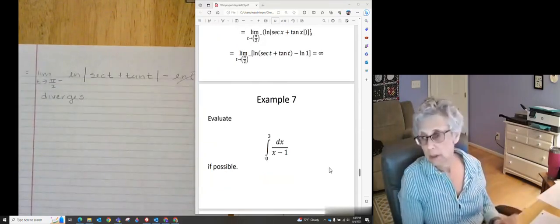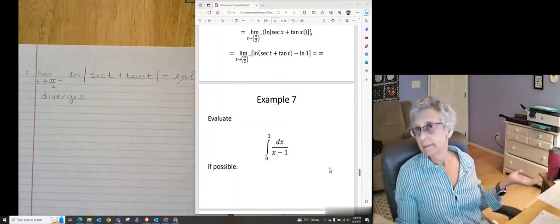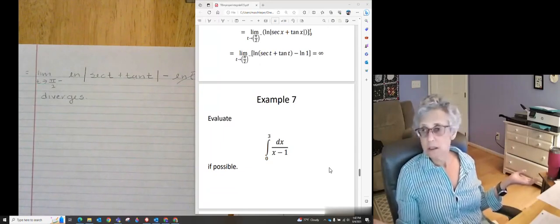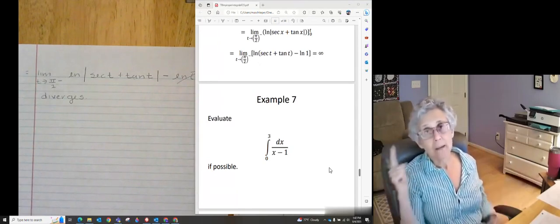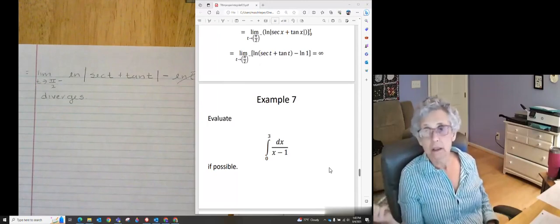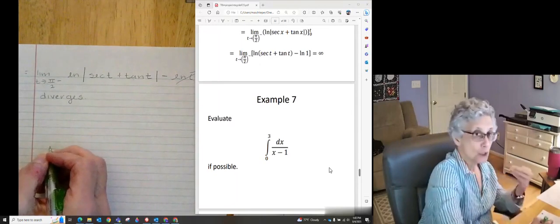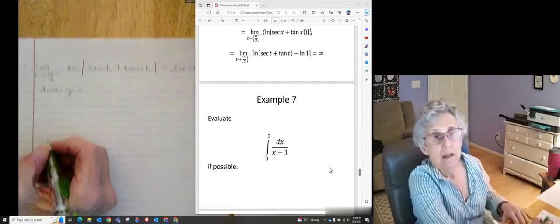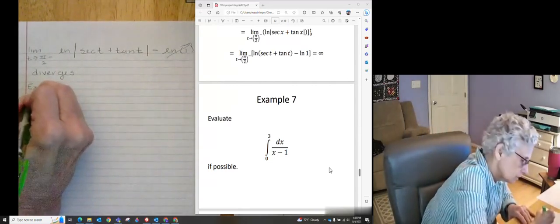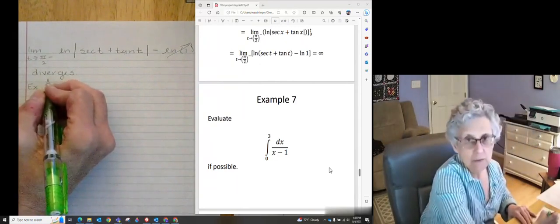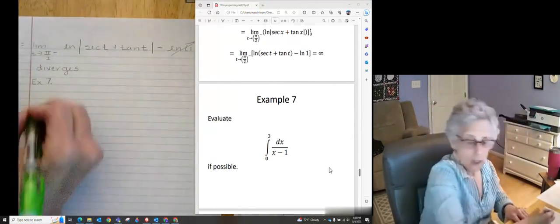Let's look at another one. Now, this one we're going from 0 to 3. And again, it looks like that's not hard. It's just the natural log of x minus 1. Why can't I just do it? Well, you got a bad guy. The bad guy lives there at 1. Now, if it says evaluate if possible or determine if it converges or diverges, that's going to be a hint to you that you have an improper integral. But always check for bad guys when you have a rational expression like that.